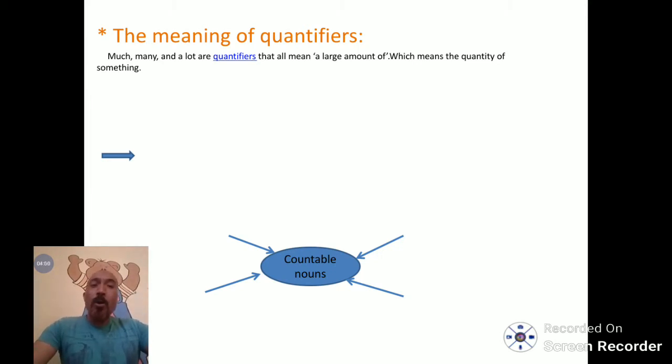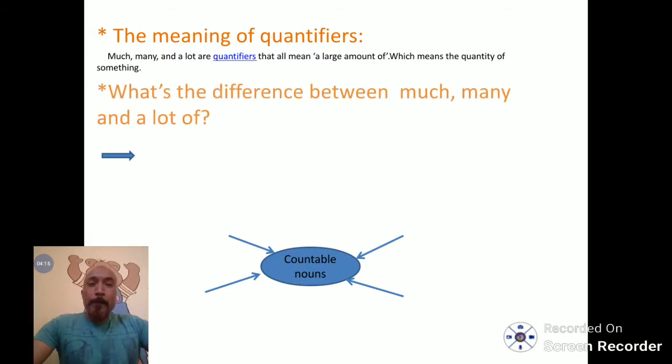Quantifiers all mean a large amount of something. It means a lot of something, a large amount of something, which means the quantity of something. Now we are going to see the difference between much, many, and a lot of.